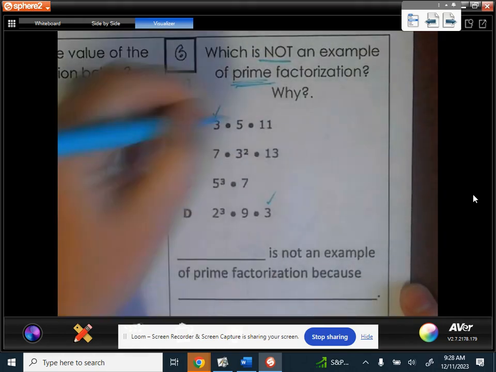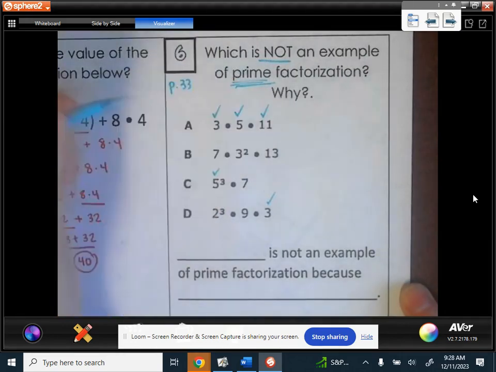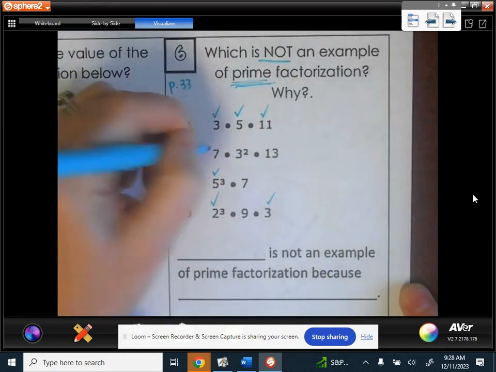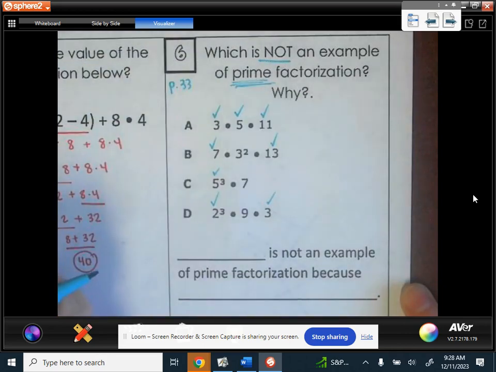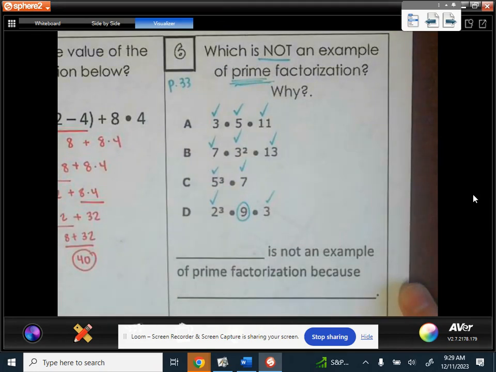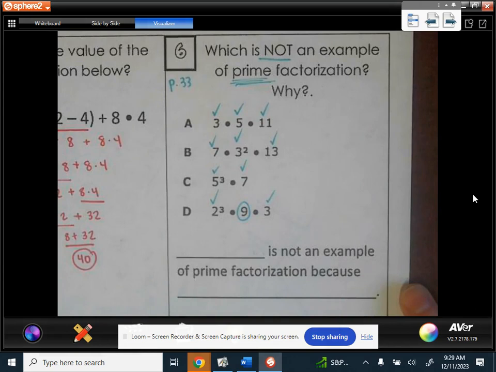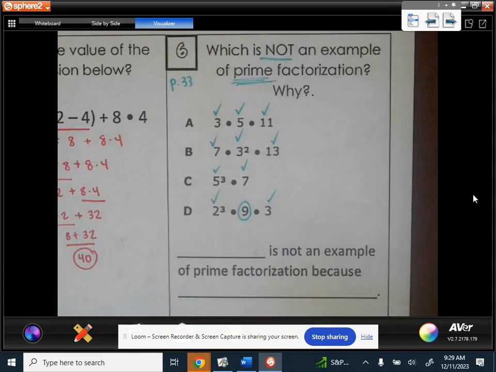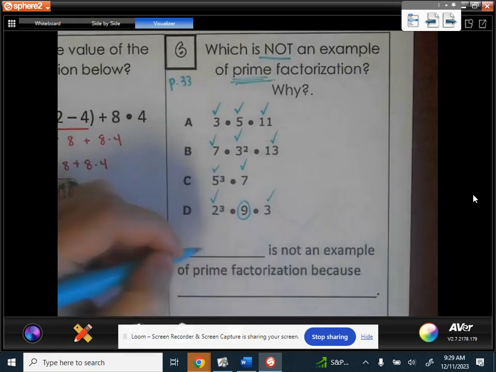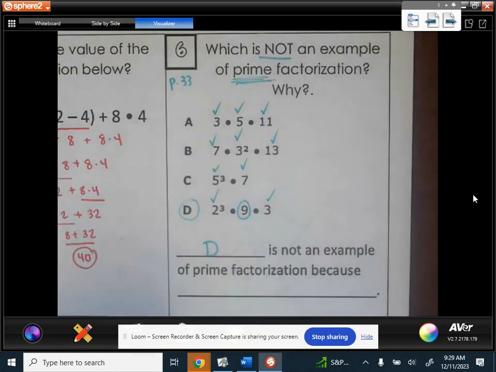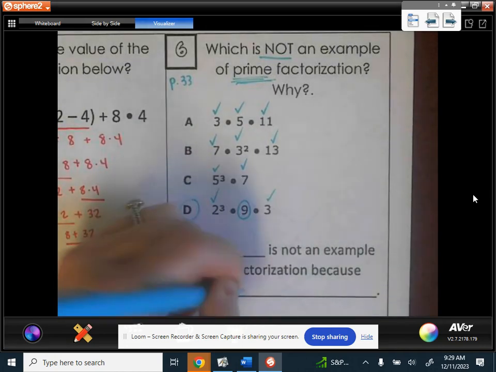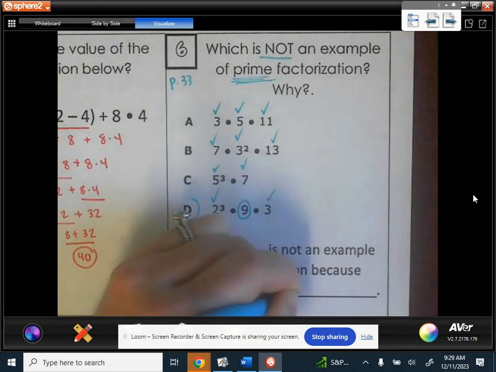3 is prime, 5 is prime, 11 is prime, 2 is prime, 7 is prime, 13 is the one that comes right after 11, so 13 is prime. We said 3 was prime. But 9 is not a prime number. It is divisible by 1 and it is divisible by 9, so it fits those two. But it's also divisible by 3. 3 times 3 is 9. So if it has any other factors or numbers you can multiply together to get that number, then it's not prime. So I'm going to say D is not an example of prime factorization because 9 is not prime.